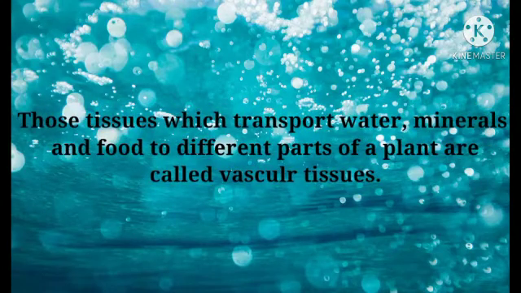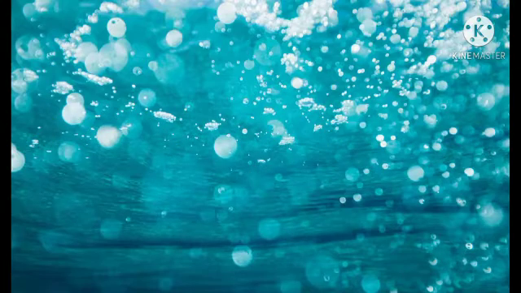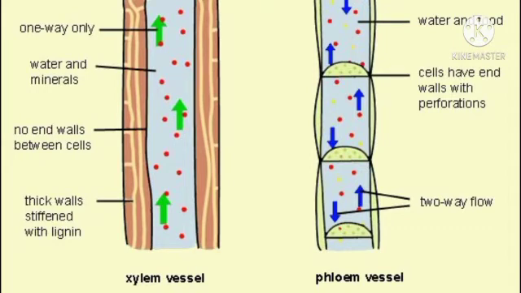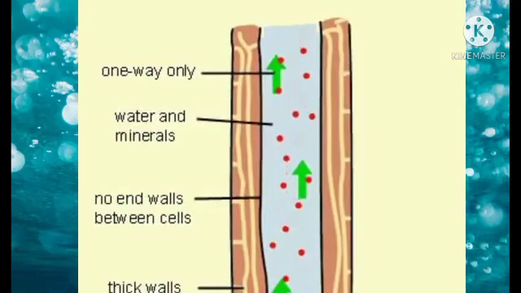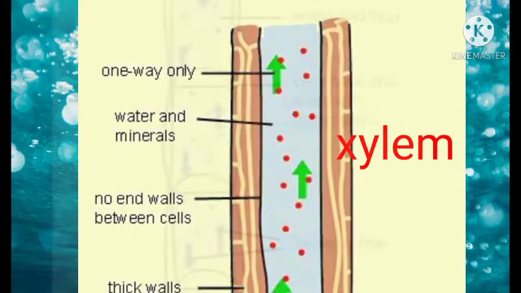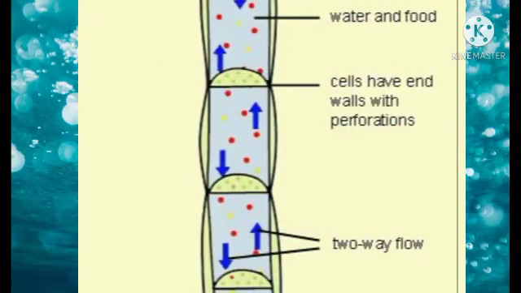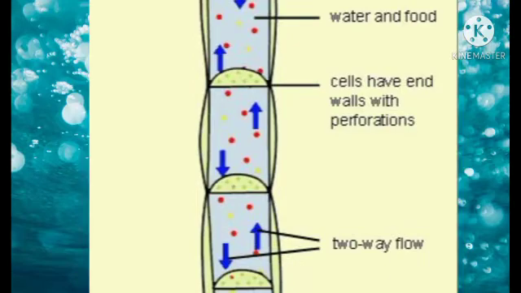Those tissues which transport water, mineral and food to different parts of a plant are called vascular tissues. There are two types of vascular tissues in a plant, xylem and phloem. The tissue which carries water and minerals from the roots to the leaves of a plant is called xylem. On the other hand, the tissue which carries food from the leaves to other parts of the plant is called phloem.